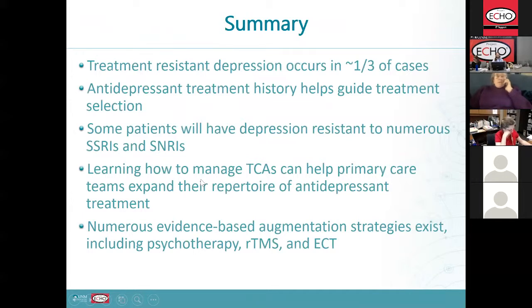So in summary, treatment-resistant depression occurs in about 1/3 of cases of depression. Antidepressant treatment history helps guide treatment selection in resistant depression. Some patients will have depression resistant to numerous SSRIs and SNRIs. Learning how to manage TCAs can help primary care teams expand their repertoire of antidepressant treatment. And numerous evidence-based augmentation strategies exist, including psychotherapy, TMS, ECT, and various medications. And we're here to help you all with these cases of resistant depression.